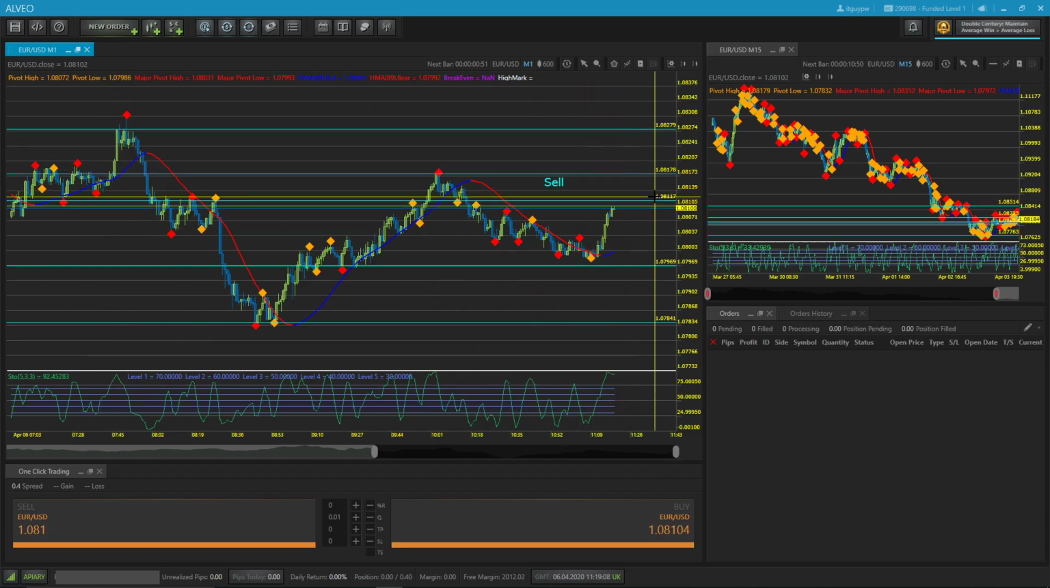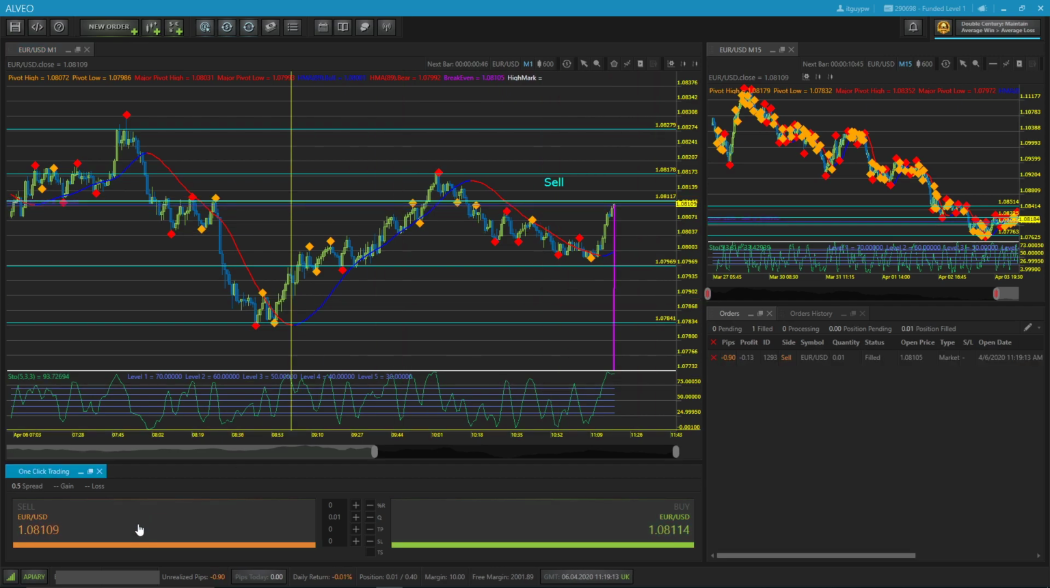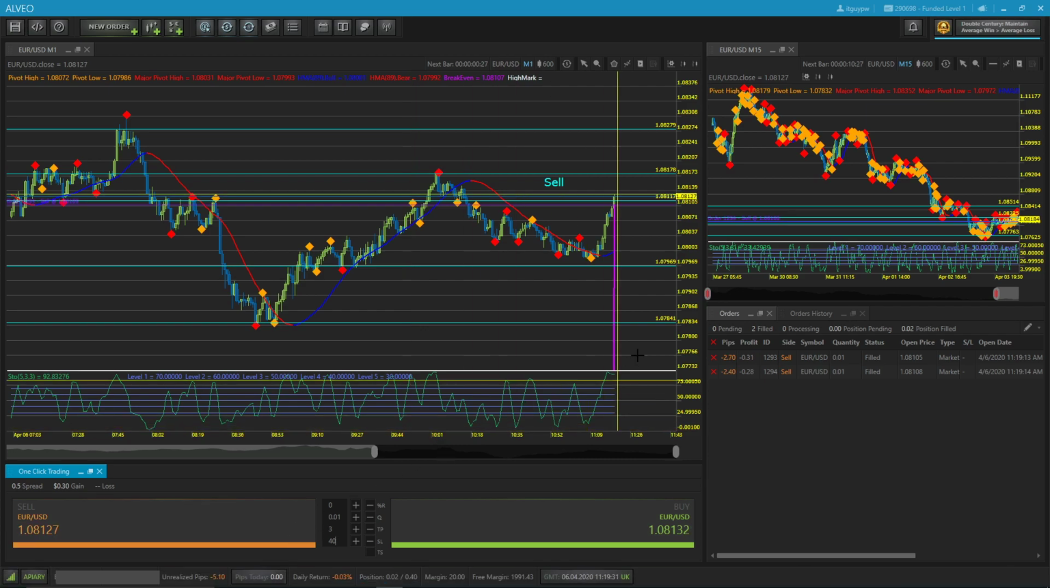All right, so this is getting up into that level where I'm going to start selling. I'm going to put a couple sells on just to confirm. I always trade with a micro lot for this account. And we're going to be looking for 3 pips of profit. And I always put a stop loss on just in case I need to leave the computer.